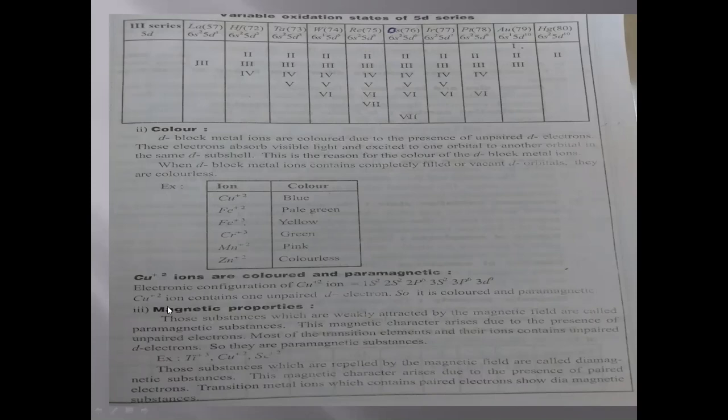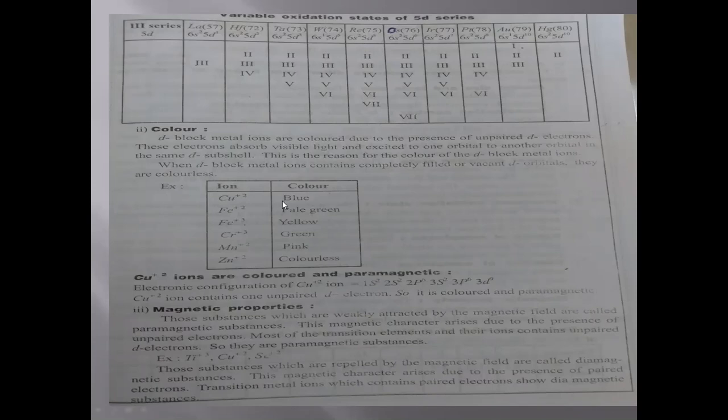Those substances which are weakly attracted by the magnetic field are called paramagnetic substances. This magnetic character arises due to the presence of unpaired electrons. Most of the transition elements and their ions contain unpaired d electrons, so they are paramagnetic. Example: titanium 3 ion, copper 2, and scandium 2 ions.